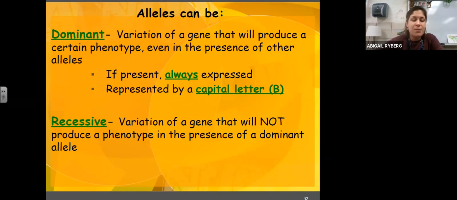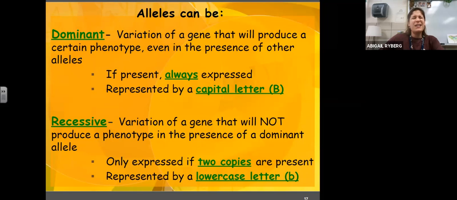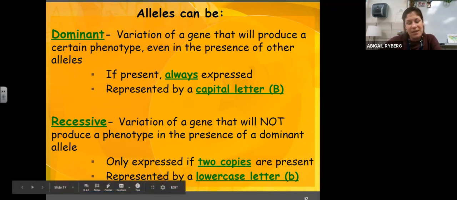The other option for alleles can be recessive. Recessive is the variation of a gene that will not produce a phenotype in the presence of a dominant allele. I've heard some people call the recessive the weaker of the two, but don't think of it as the weaker. It's just the recessive. In order for the recessive trait to be expressed, you have to have two recessive alleles. So this is only expressed if two copies are present, and it's represented by a lowercase letter. In this case, I've been using B's, so this would be a lowercase b.